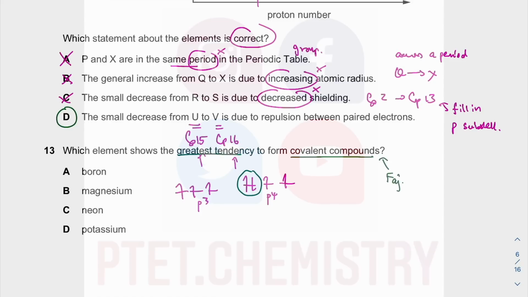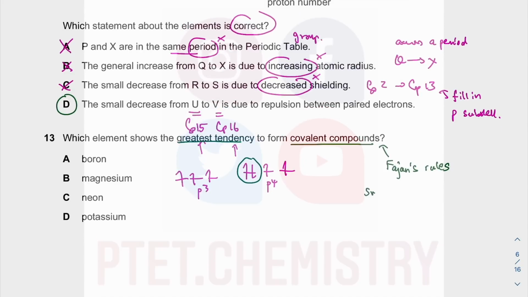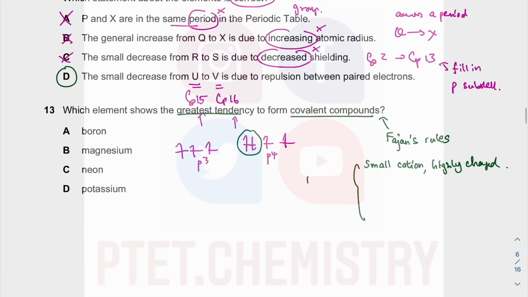There's something called Fajan's rule. Not sure it's specifically in the A-level syllabus or not, but we're looking for small cation, highly charged. That means you have high charge density. That will lead you to high degree of covalency. Just think of your AlCl3. Your Al3+ is very small, very highly charged, even though your AlCl3 is giant ionic structure in a solid state, but it's got a very high degree of covalency, all right?